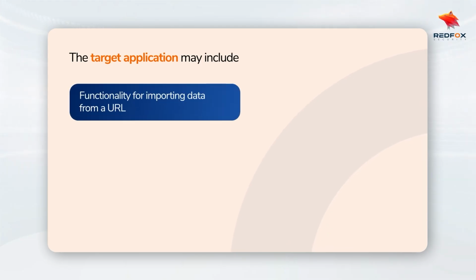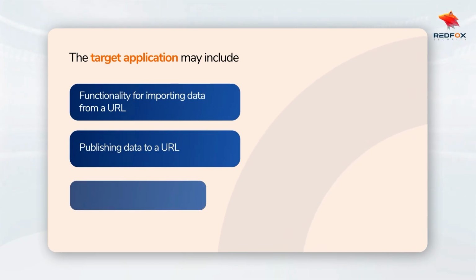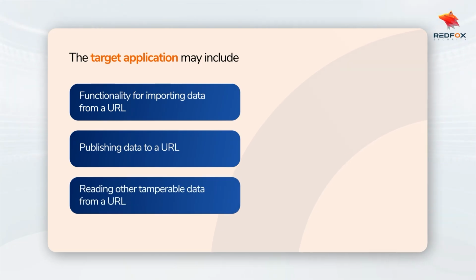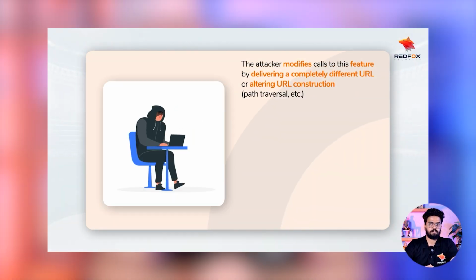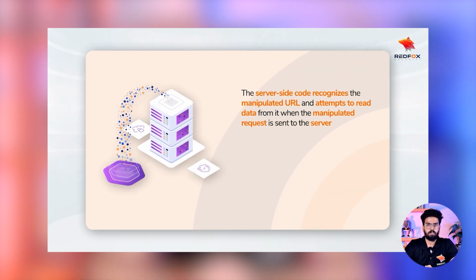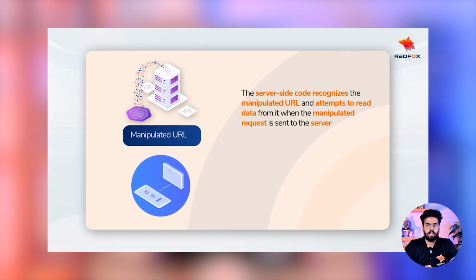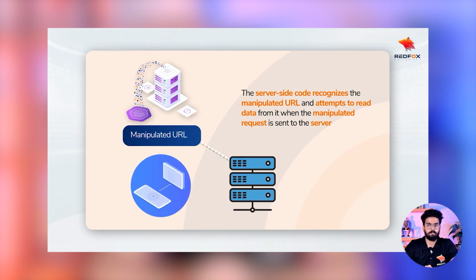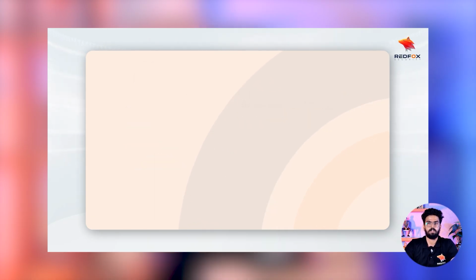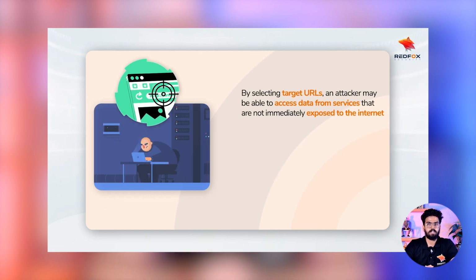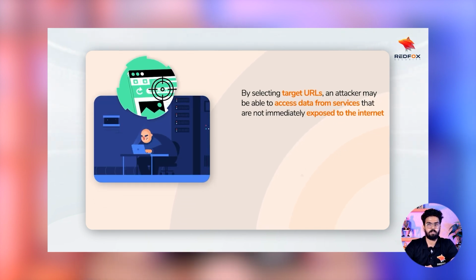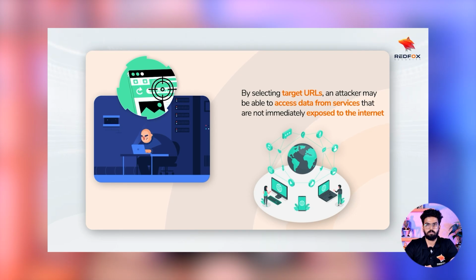The target application may include functionality for importing data from a URL, publishing data to a URL, or reading other tamperable data from a URL. The attacker modifies calls to this feature by delivering a completely different URL or altering URL construction, path traversal, etc. The server-side code recognizes the manipulated URL and attempts to read data from it when the manipulated request is sent to the server. By selecting target URLs, an attacker may be able to access data from services that are not immediately exposed to the internet.